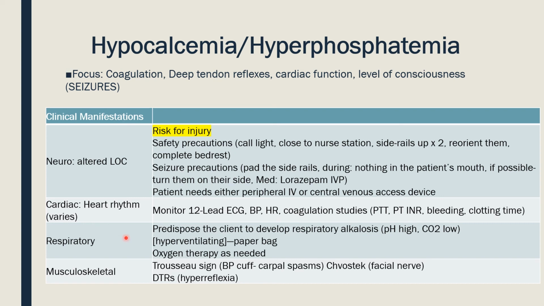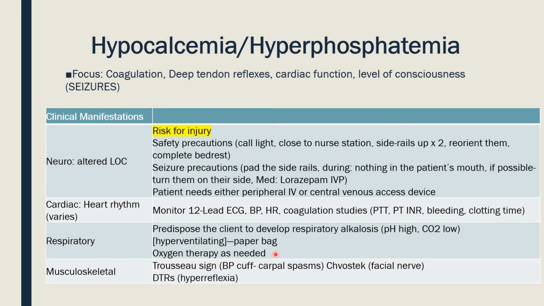So respiratory, remember, your patient may develop respiratory alkalosis when they have hypocalcemia or hyperphosphatemia. This means that their pH will be high and their CO2 will be low. And remember, your patient may need oxygen.